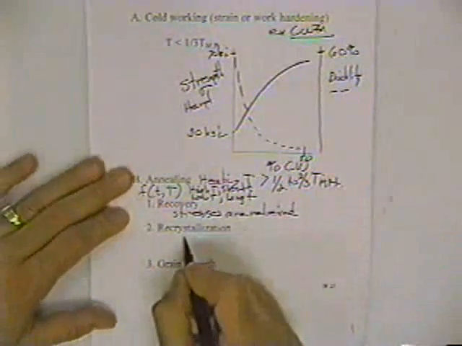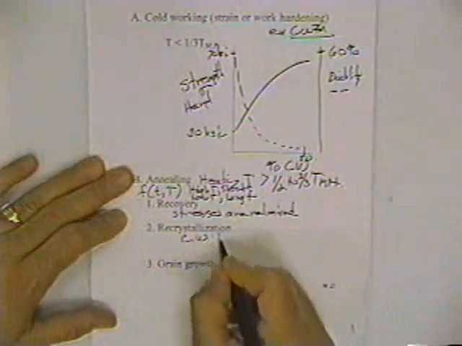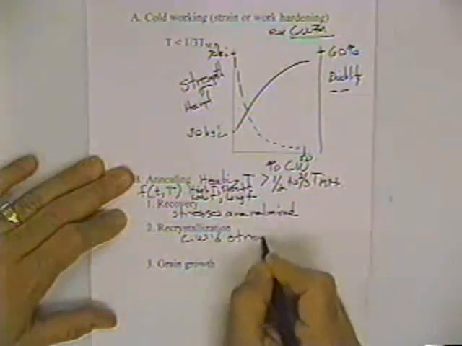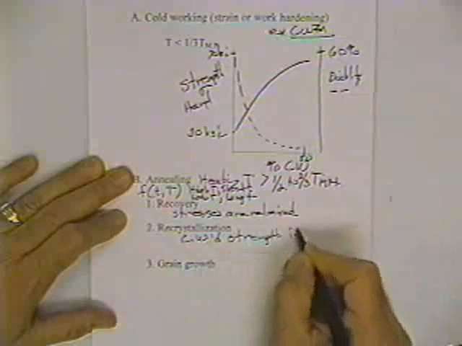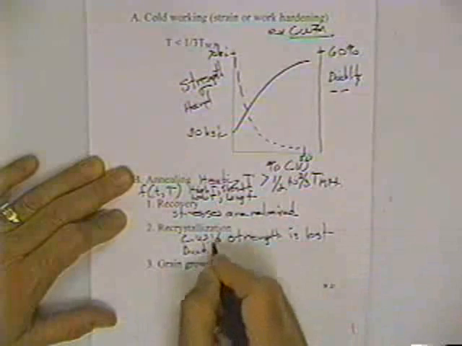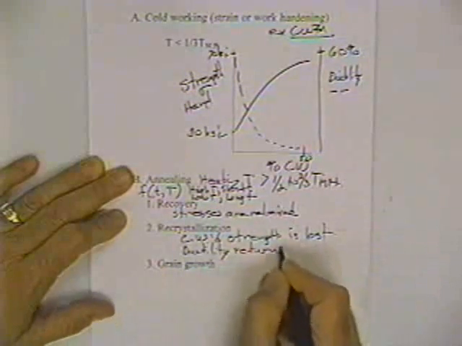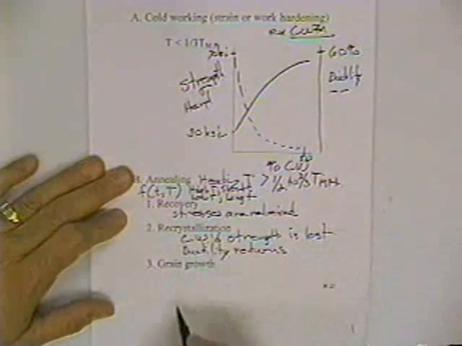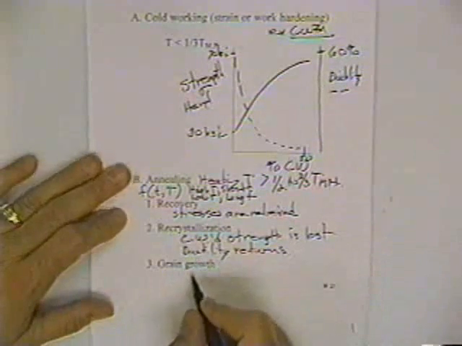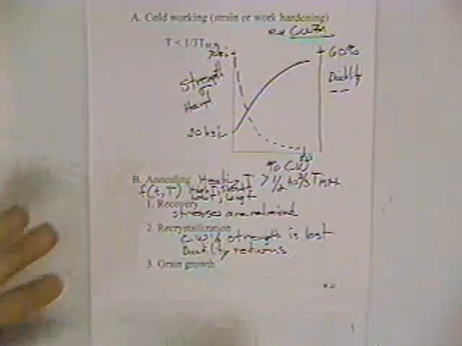Recrystallization, where the cold worked strength is lost and ductility returns. And then finally grain growth, where the grains start to grow and you have fully recrystallized grains, and then you can actually go through the cold working process again.